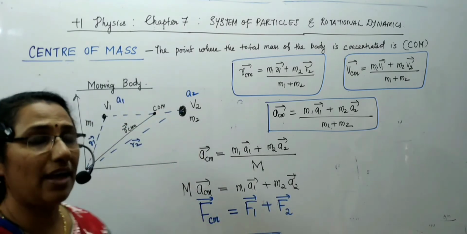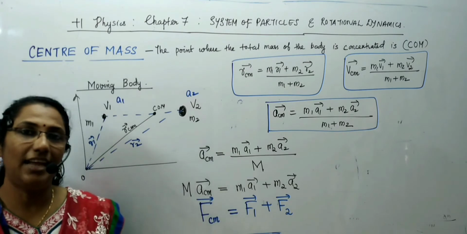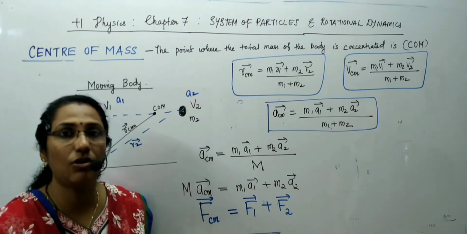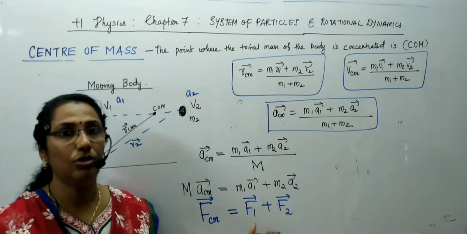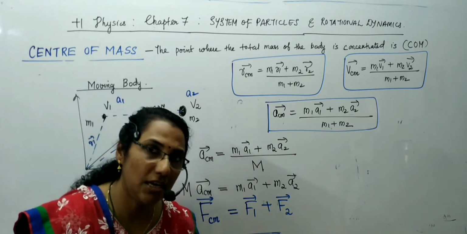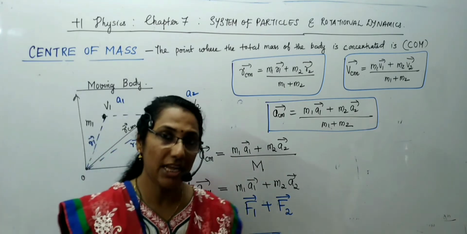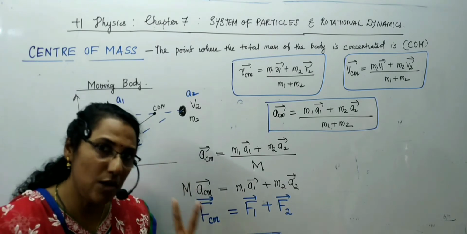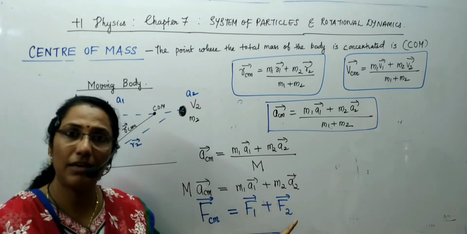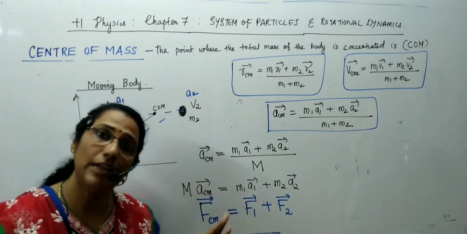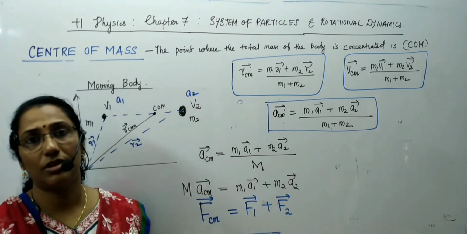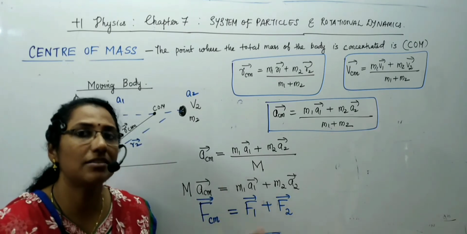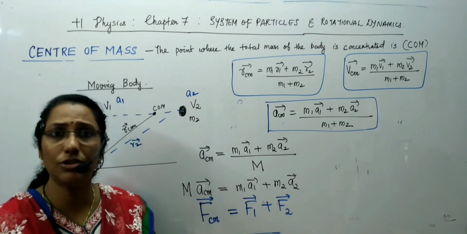Therefore, finally, we conclude that the net force acting on the center of mass is equal to the vector sum of the net individual force provided on each particle of the system. In the system, there are two particles. On the two particles, the net force is the vector sum of the force acting on the center of mass. Clear? Therefore, force on the center of mass is equal to, it is the point where the total mass is concentrated.